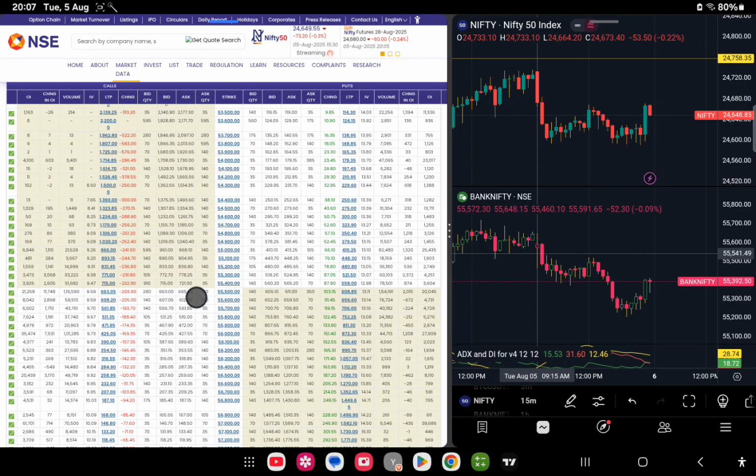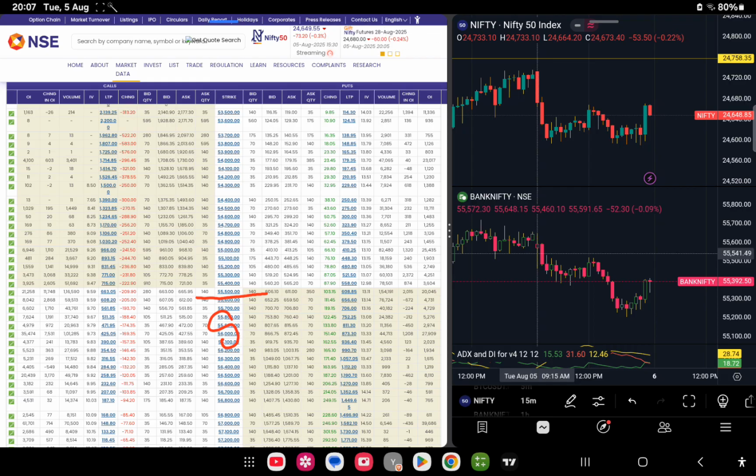So 55,500 has become a very strong support. As we could see yesterday, the put sellers were adding their positions on the put side. So this in turn makes that too many SL is lying down 500.